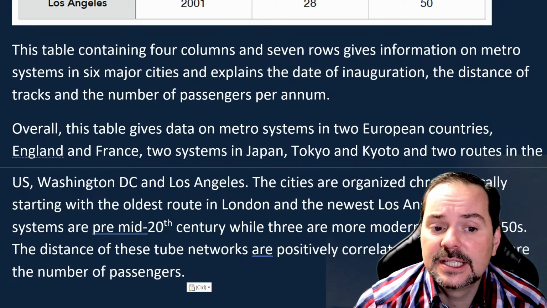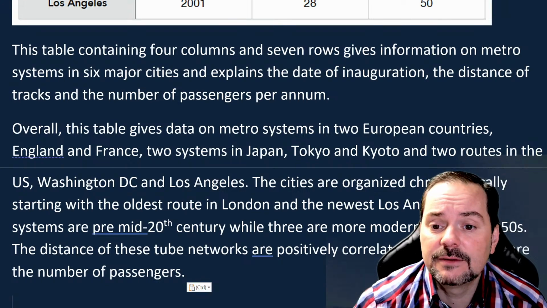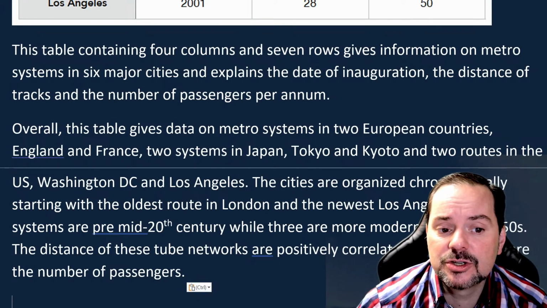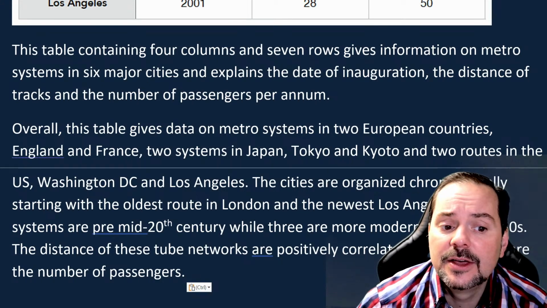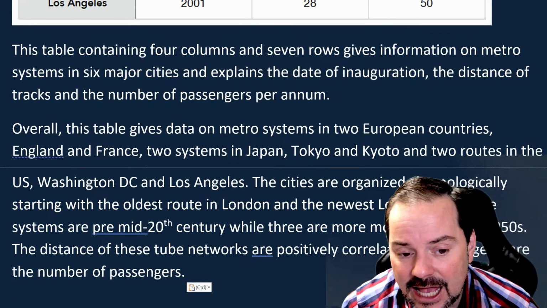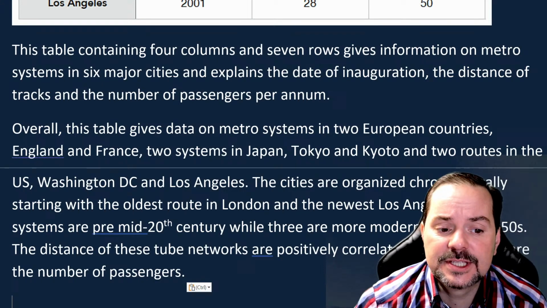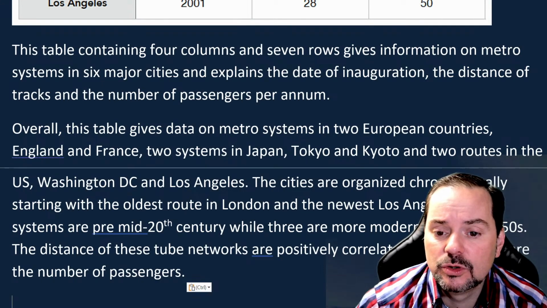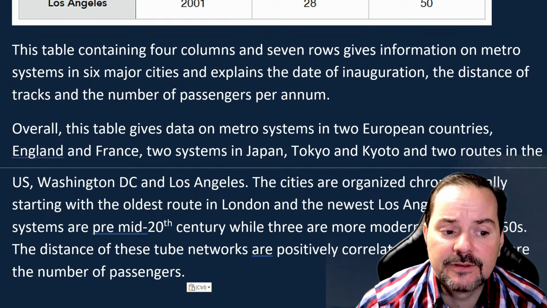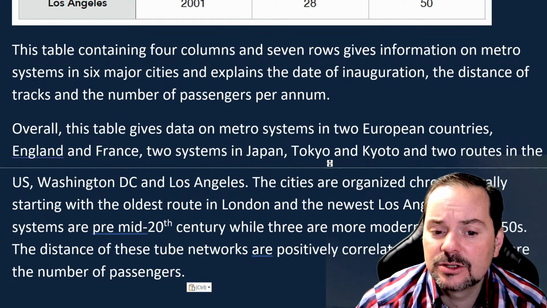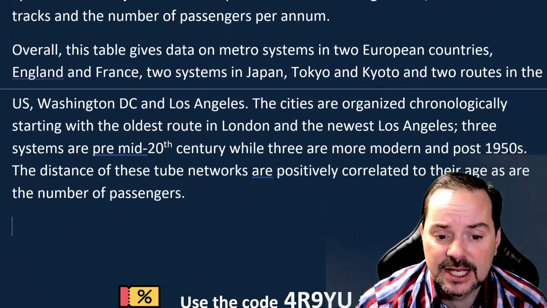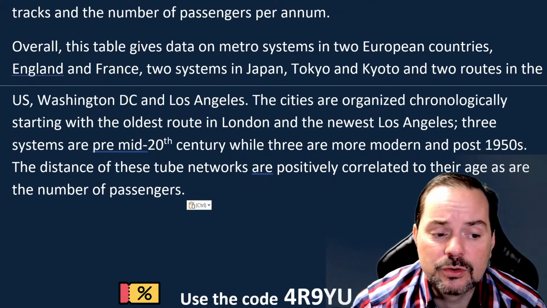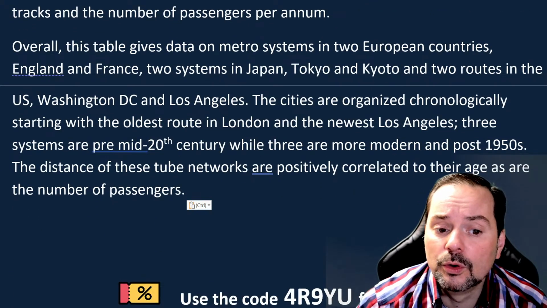So this table containing 4 columns and 7 rows gives information on metro systems in 6 major cities and explains the date of inauguration, the distance of tracks, and the number of passengers per annum. Overall, this table gives data on metro systems in 2 European countries, England and France, 2 systems in Japan, Tokyo and Kyoto, and 2 routes in the US, Washington, D.C. and Los Angeles.